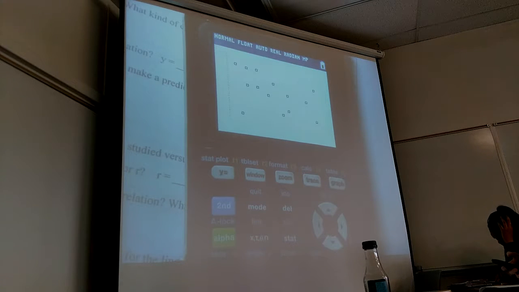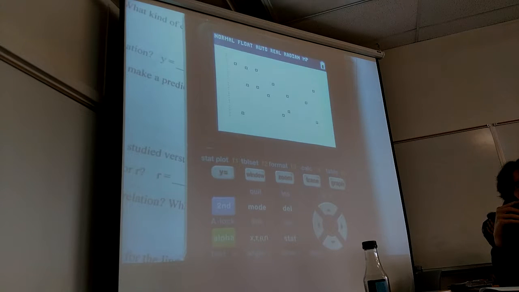Oh, gotta turn that on. Go ahead, turn it on, and select the scatter plot. Okay, now you should be good. Now hit Zoom. Got it? Number 9. Zoom 9, trust me. You can just hit the number 9 too. There you go.